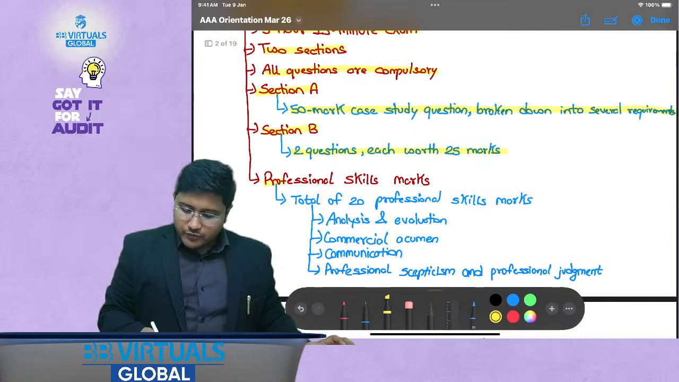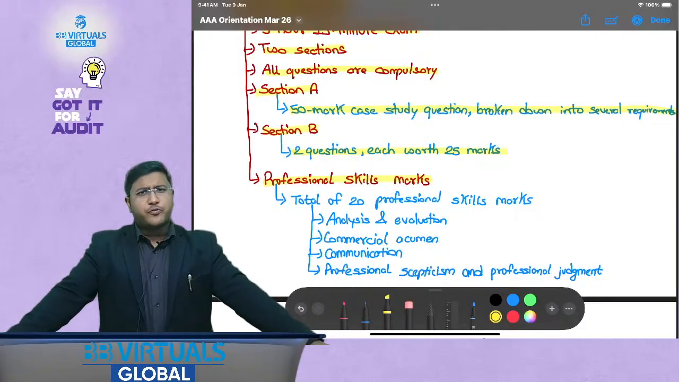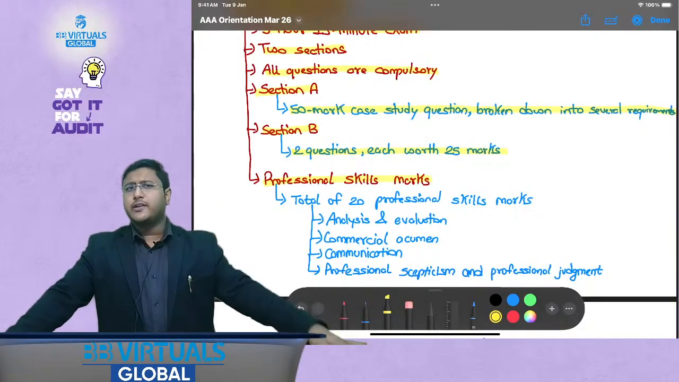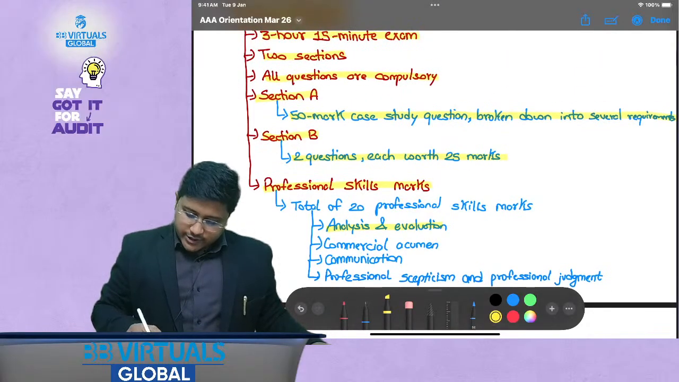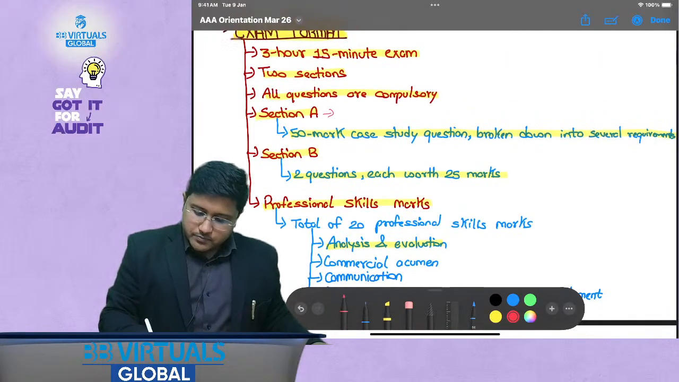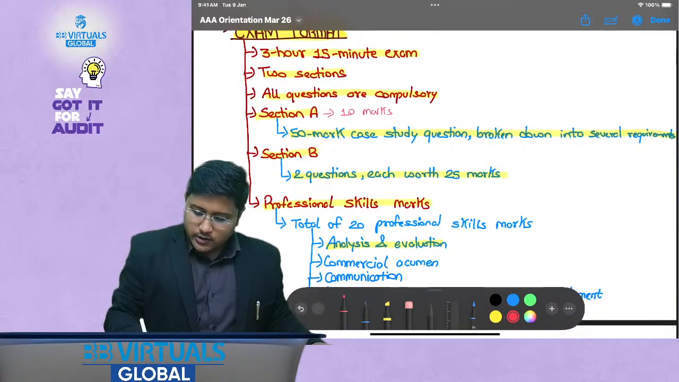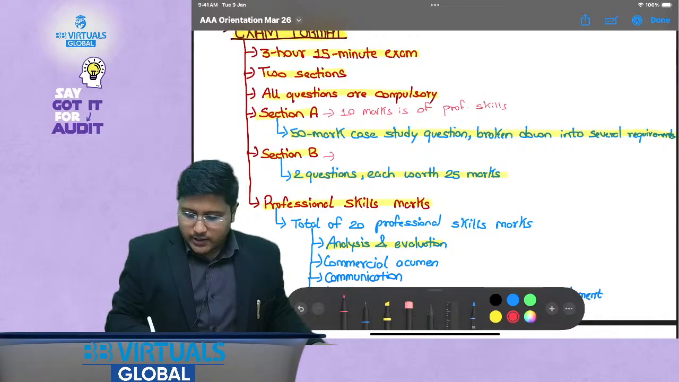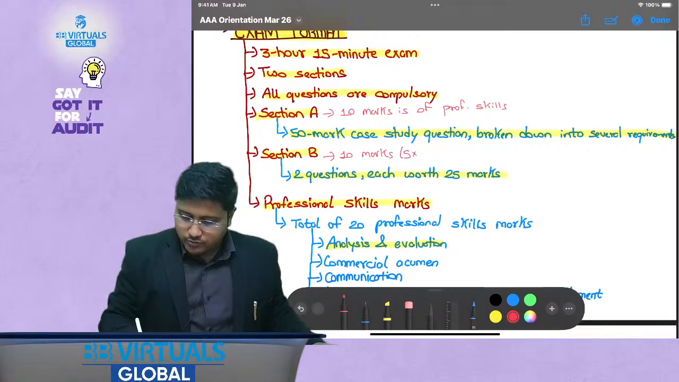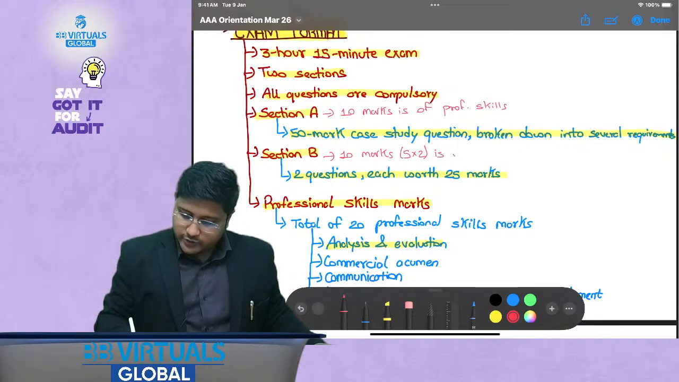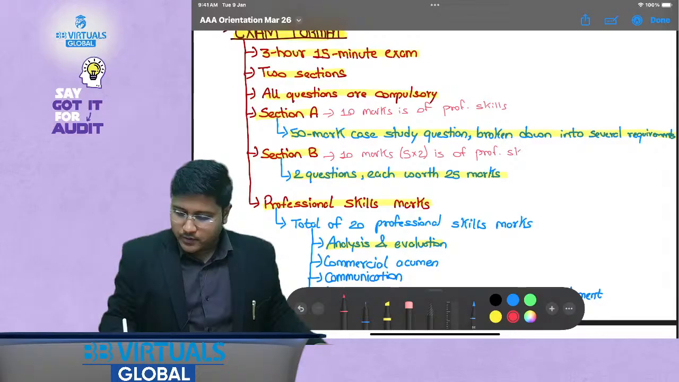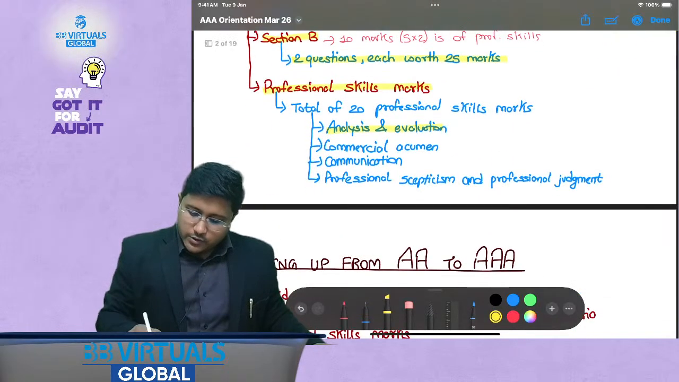Now, what are these professional skills? If you have appeared for any of your professional level papers, you might already be aware of it. Just in case you are not, there are these 4 skills that you need to demonstrate. In section A, 10 marks are of professional skills. And in section B again 10 marks, which is written as 5 into 2, that is, in 2 questions 5 marks each, are of professional skills. I hope this is clear. Yes. Now, what are these 4 skills?